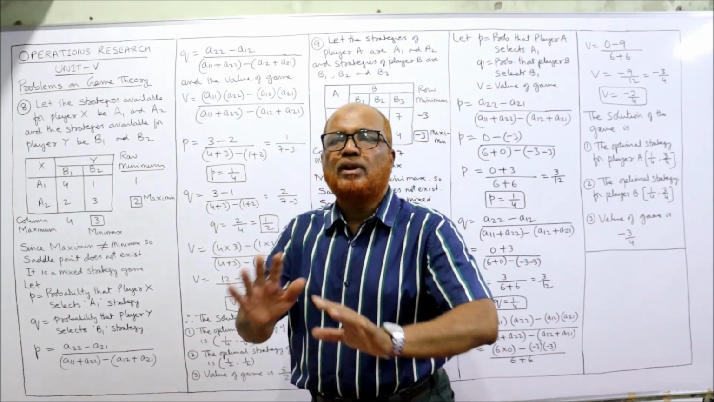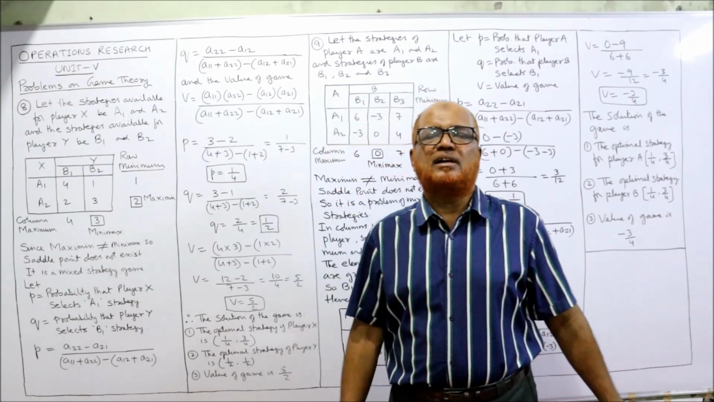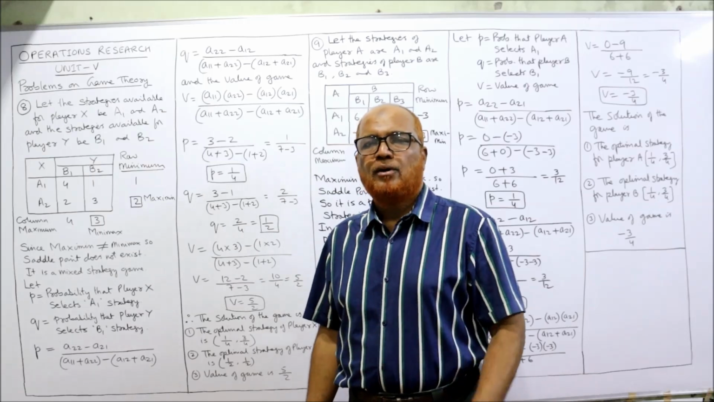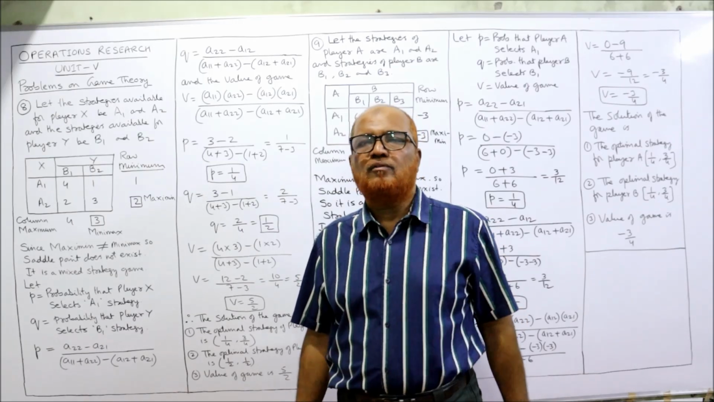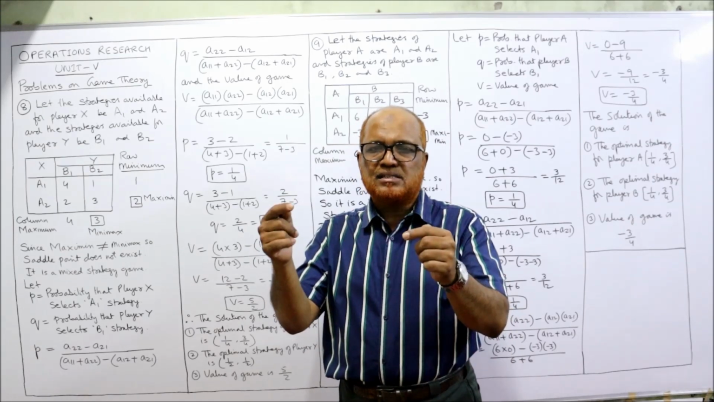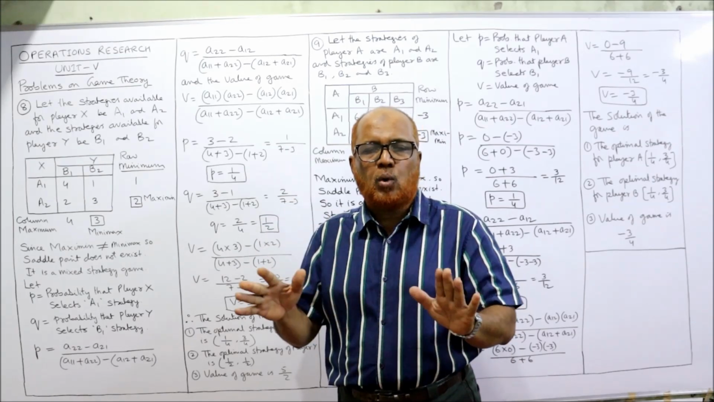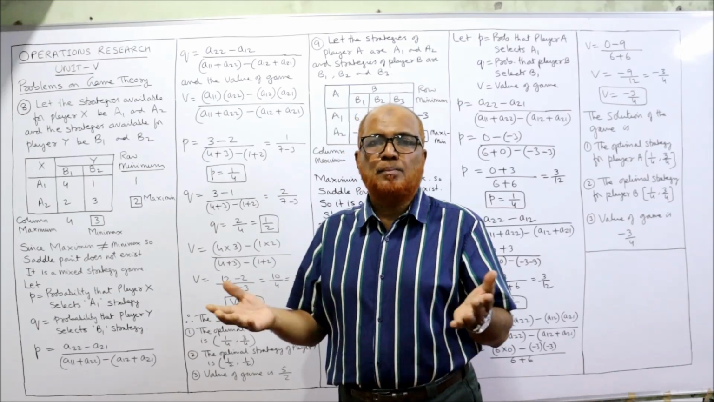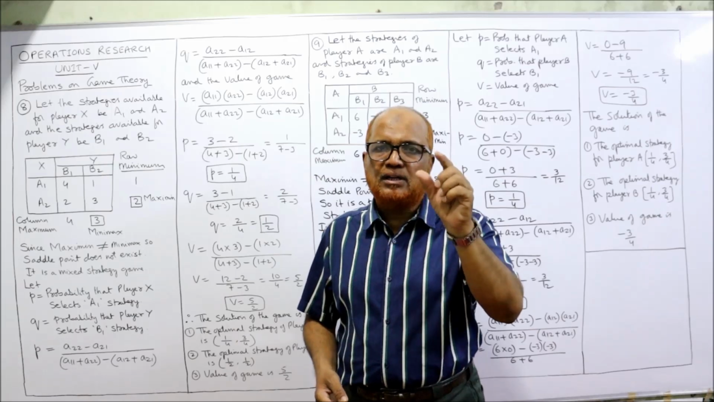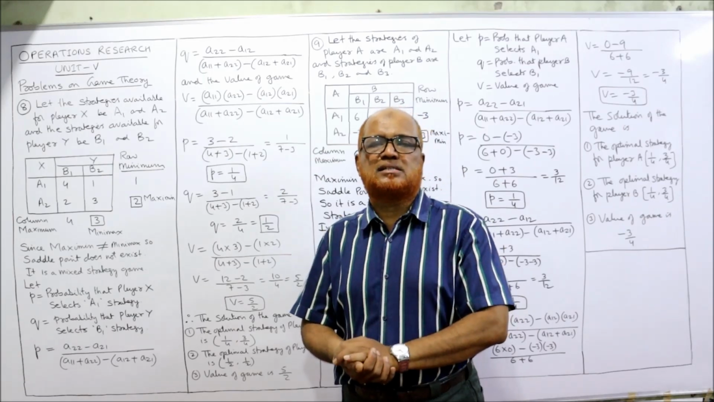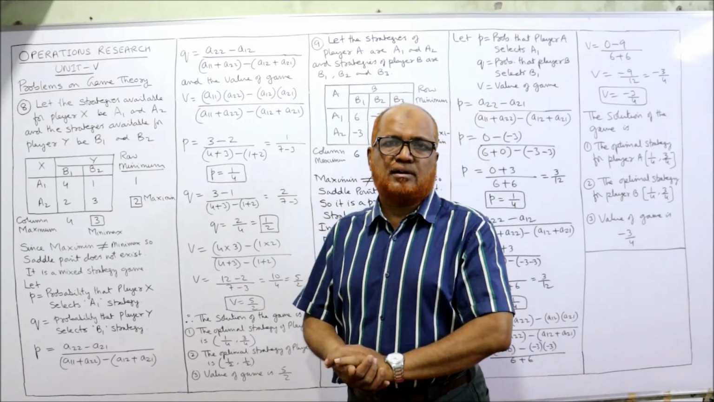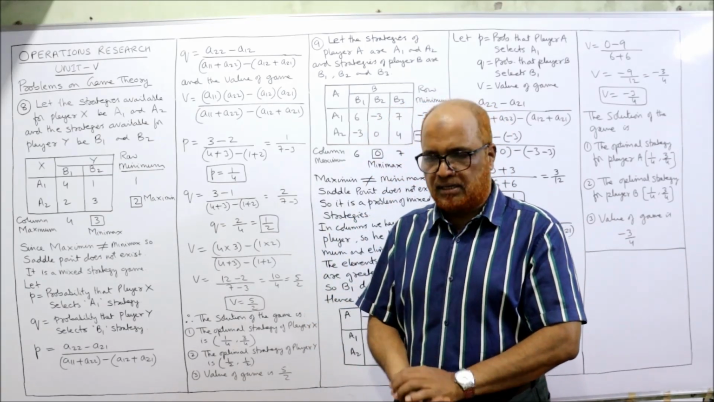First of all, it will not be given in the problem whether it is a pure strategy game or a mixed strategy game. For that purpose, we first have to find the maximin and minimax. If maximin and minimax are both equal, then we can say it is a pure strategy game. But if the saddle point does not exist, then it is a mixed strategy game. Now we will check whether it is pure or mixed.